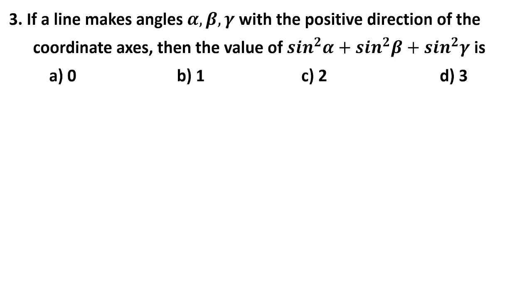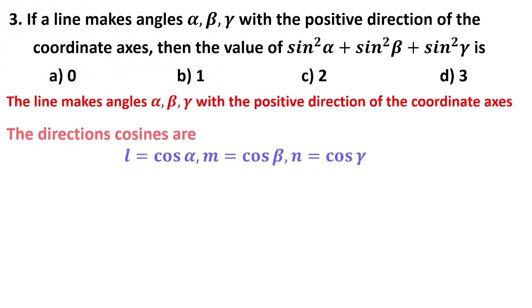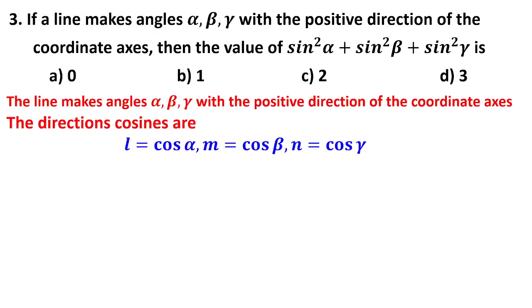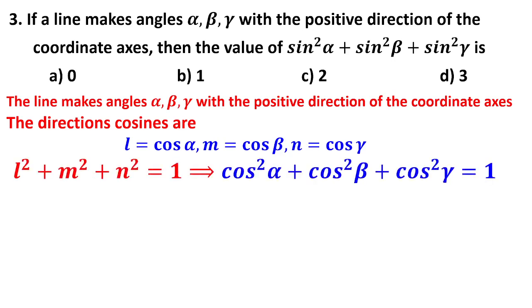Question number 3. If a line makes angles alpha, beta, gamma with the positive direction of the coordinate axes, then find the value of sine square alpha plus sine square beta plus sine square gamma. You know that when alpha, beta, gamma are the angles made, we can get direction cosines from them. Therefore, the direction cosines are l equals cos alpha, m equals cos beta, n equals cos gamma. What is the property of these direction cosines? l square plus m square plus n square is equal to 1. Cos square alpha plus cos square beta plus cos square gamma is equal to 1.